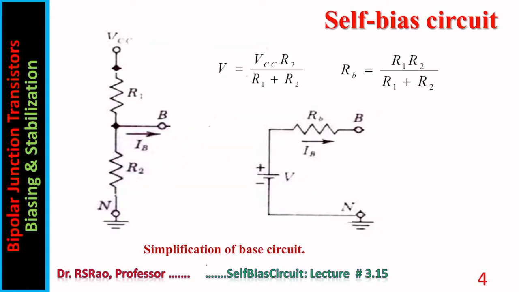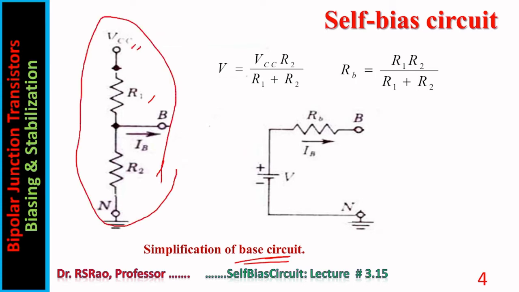Here is shown a simplification of the base circuit. R1 is there, R2 is there, VCC is there. Now this entire thing can be replaced by a Thevenin source with voltage V with resistance RB. V is given by VCC R2 by R1 plus R2. RB is given by R1 R2 by R1 plus R2. RB is in fact the parallel combination of R1 and R2.